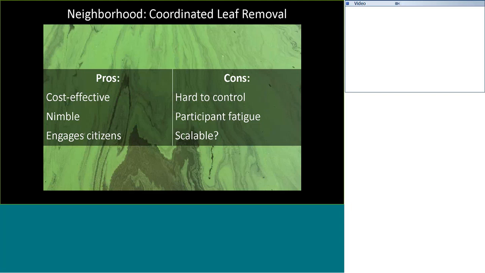So I think the pros and cons of this neighborhood coordinated leaf removal is, the pros are that it, again, is cost effective because it's totally volunteer based. It's very nimble in that it's possible to target the streets when the leaves are actually coming down. It engages citizens around water quality issues. But on the con side, it's difficult to control whether, where, and when it happens. There's a danger of having participant fatigue. It's also unclear how scalable this is, and I know that's something that Jana is interested in trying to figure out.